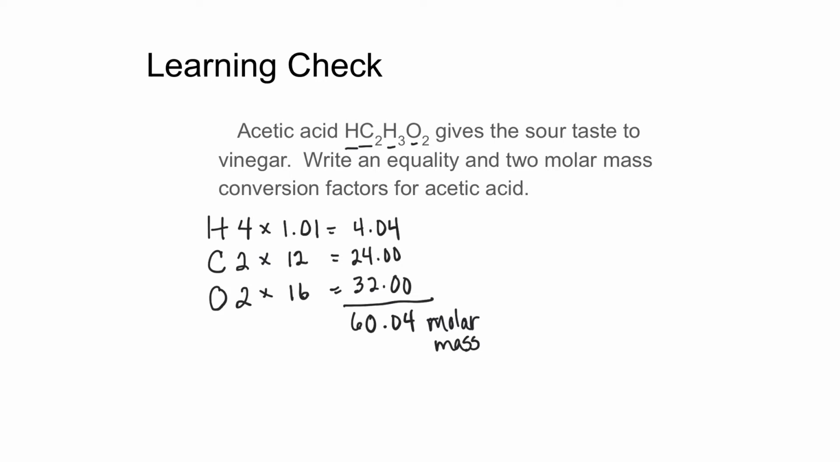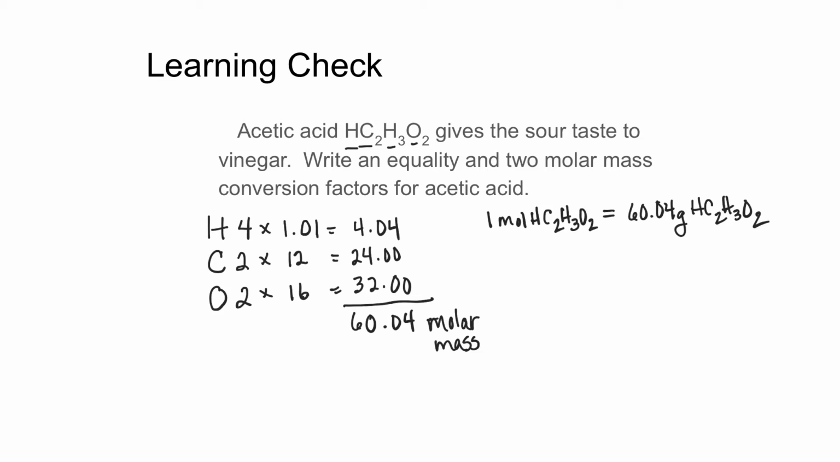So our equality is 1 mole of HC2H3O2 equals 60.04 grams of HC2H3O2. That's our equality. Now we can take this equality and we can put it into conversion factors.